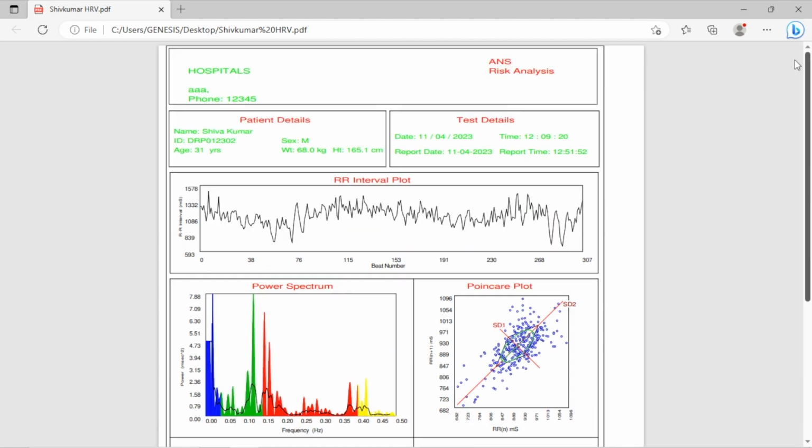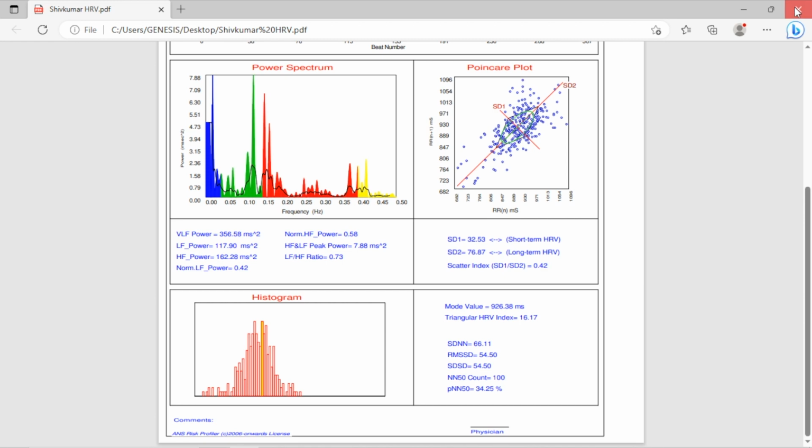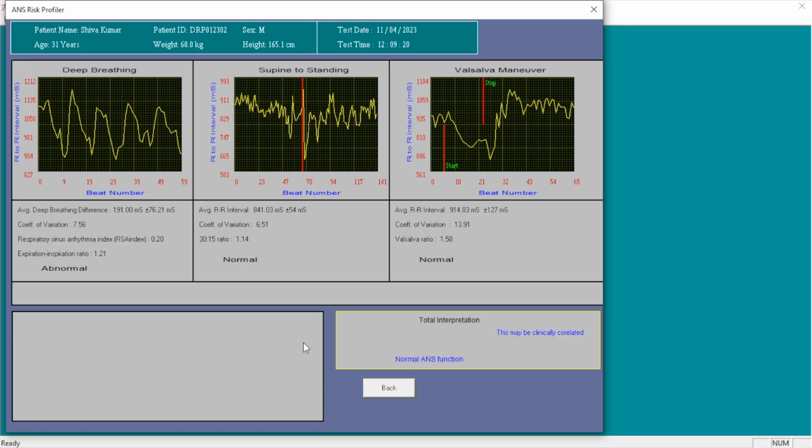Identifying CAN early and initiating appropriate treatment can help manage symptoms, prevent further damage, and reduce the risk of cardiovascular complications such as heart attacks, sudden cardiac death, and stroke.